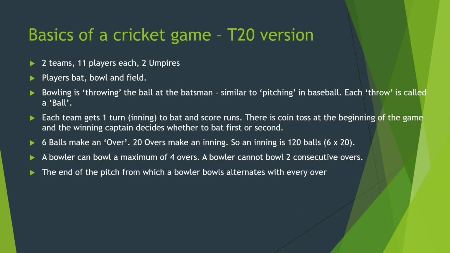The end of the cricket pitch from which the bowler bowls alternates every over. Let's say that the bowler bowls from the north end of the cricket pitch, and that's the first over. The next over will be bowled by a different bowler from the south end of the pitch, and this goes back and forth.